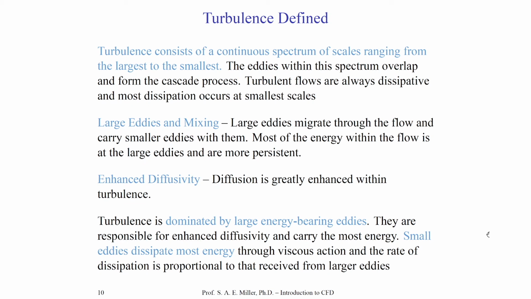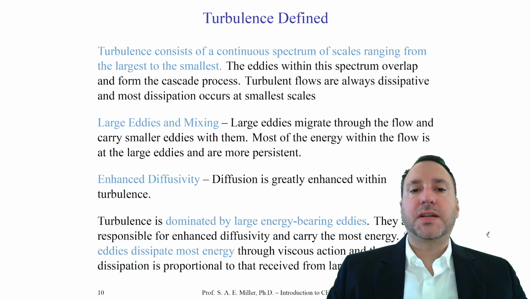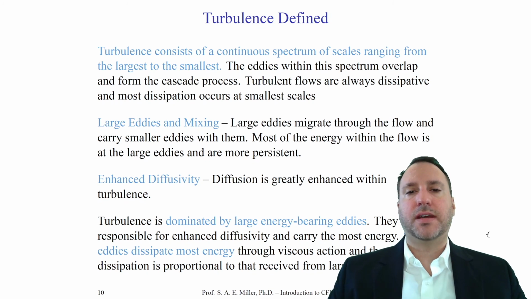The mechanism of the viscous dissipation and the rate of dissipation will be proportional to the energy received from the larger eddies. So energy is conserved in the system in that it moves from large-scale structures down the cascade to small-scale structures and dissipates out into the field.